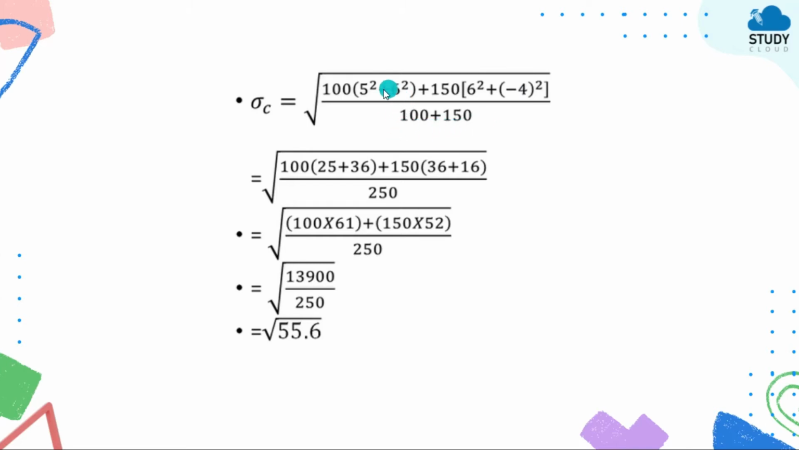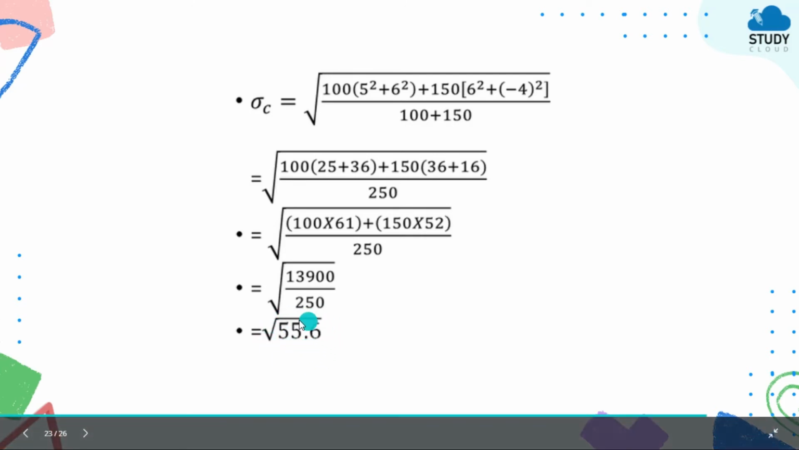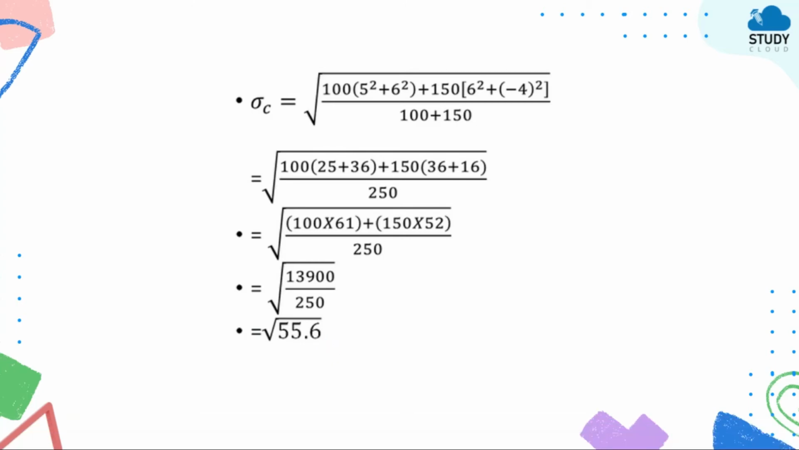Now first find the squares of all the values which are given in the bracket. So for 5 square you write 25, for 6 square you write 36, then here for 6 square 36 and minus 4 square is 16. So write all this under root, and then under root you have to write 100 into 61. How did this 61 come? 25 plus 36 is 61, plus 150 into 52 upon 250. So you will get under root 13,900 upon 250. So you will get under root 55.6. This is the combined standard deviation. In this way you have to solve this question, quite important for examination.